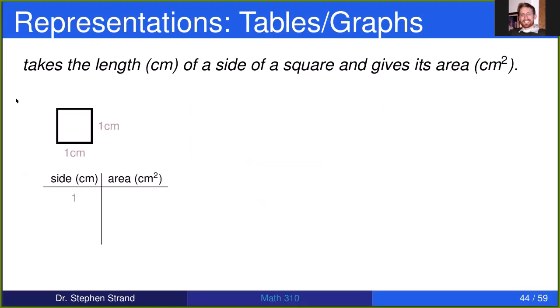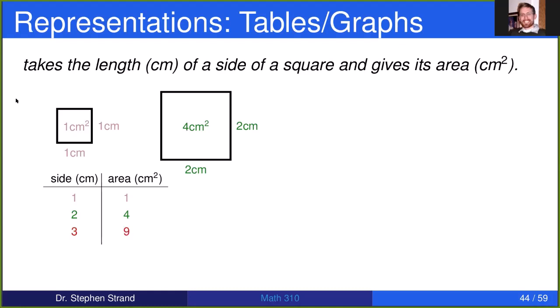So if we draw a square that is 1 centimeter on a side, we can make a table of those values. And when the side is 1 centimeter, the area is also 1. In this case, centimeters squared. If we draw a bigger square that has 2 centimeter side lengths, then its area will be 4 square centimeters. And so we are building this table that represents this function relationship. We could keep going. It's pretty easy to calculate the area given the side length of a square. So we could have something like a side length of 3 corresponds with an area of 9 square centimeters.